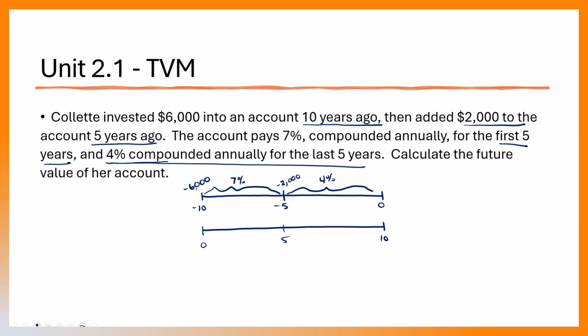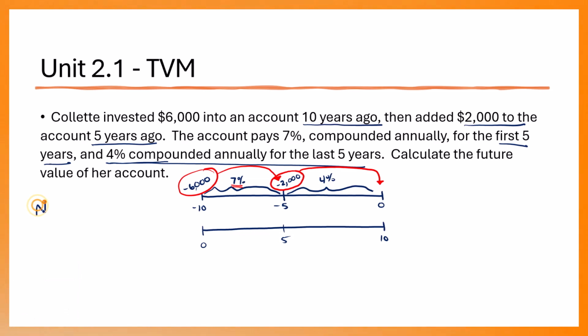A little bit tricky here, but what we're going to do is send this $6,000 to basically time 5. We're going to shift this cash flow 5 years into the future, compounded at this 7%. Once we get there, we're going to add in this additional contribution, deposit, whatever we want to call it, to that number, whatever that number happens to be. And then we're going to shift that entire cash flow to today, time 0, and solve the problem.